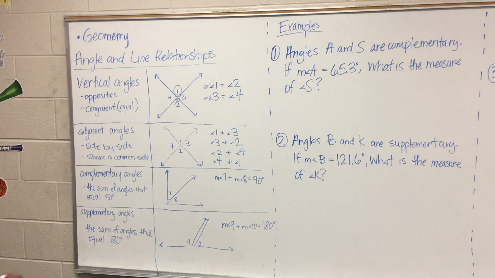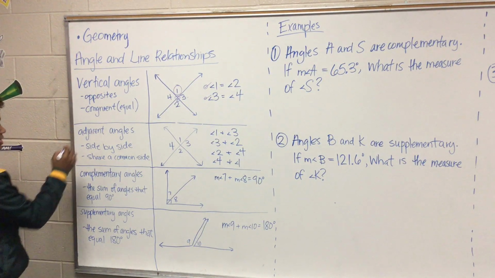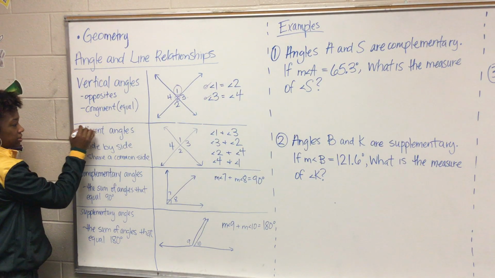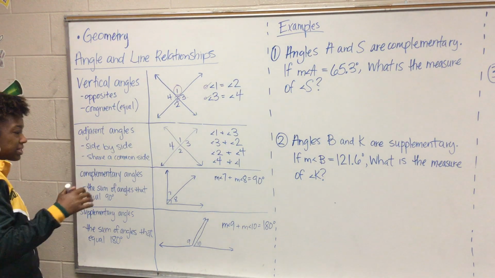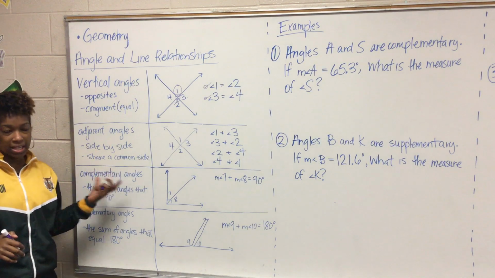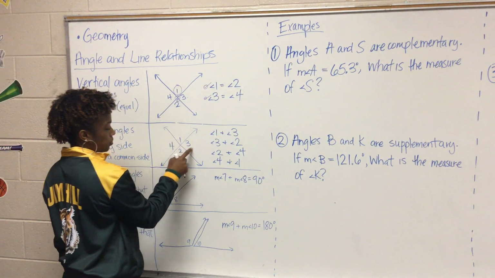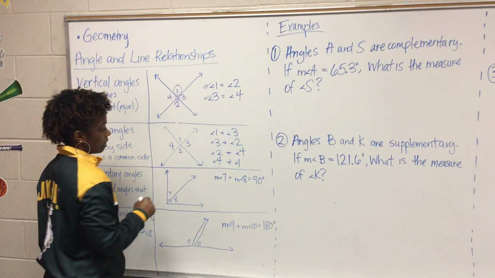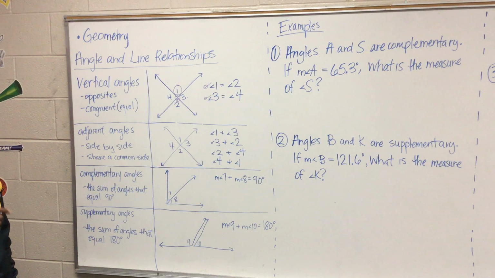The next type of angles you have is adjacent angles. Adjacent angles just simply mean that they are side by side, which means they share a common side. So here, if we look at the diagram, you have angles 1, 2, 3, and 4 again. But this time we're going to look for adjacent angles.